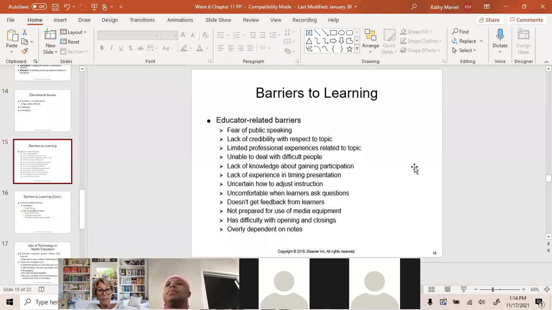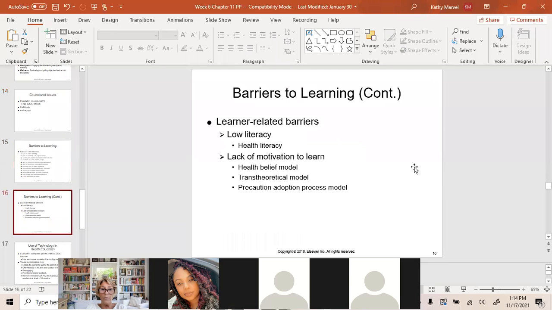And we're also going to talk about, this is really important, what are barriers to learning? Okay, what are educator barriers, if you're putting a program together and teaching it? Do you have a fear of public speaking? Do you have lack of credibility? Limited professional experience, unable to deal with difficult people? So these are a whole list of barriers you may face.